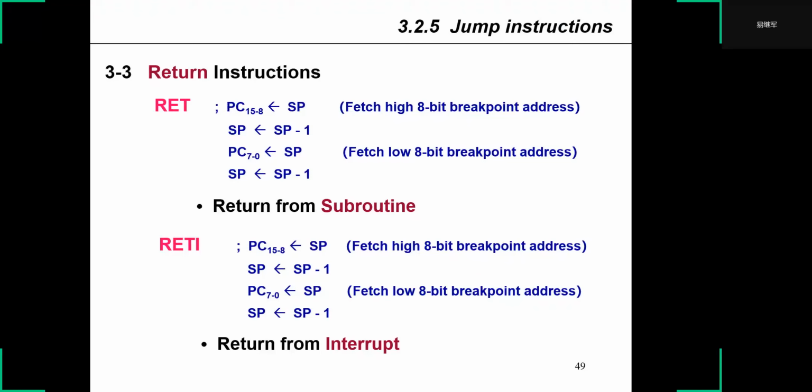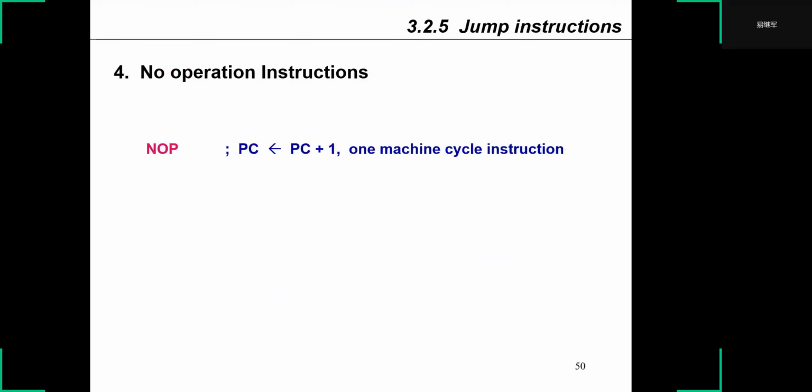This is the return, RET and RETI. Return from subroutine and return from interrupt subroutine. This is the no operation instruction, NOP, just a one machine cycle instruction, which means do nothing.